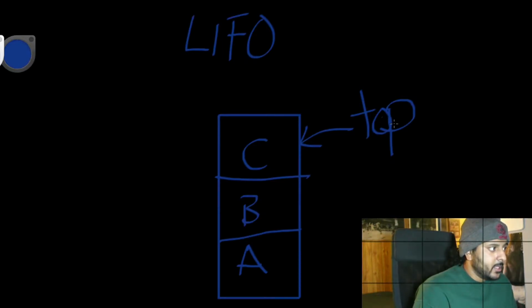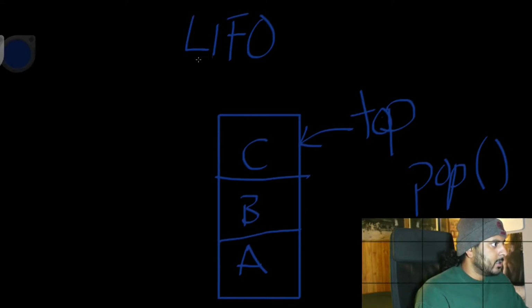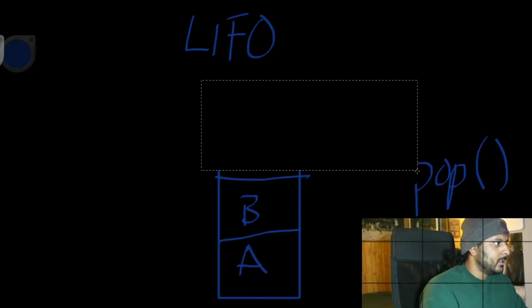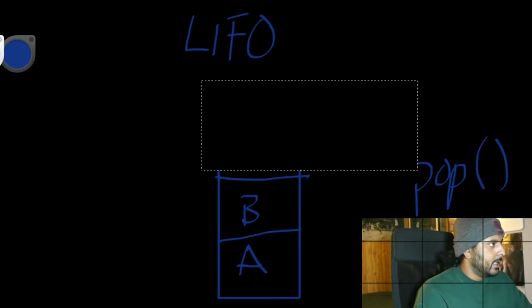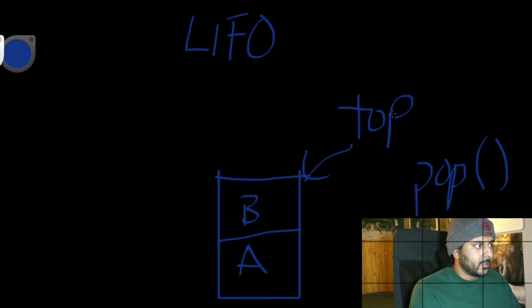To get to B or to get to A, we have to remove the C. So the way that would look is we do a function called pop, which allows us to remove the C. So if we were to pop, then we would pretty much just get rid of the C. And then the B would become the new top of the stack. And then to access the A, we would have to pop the B off.